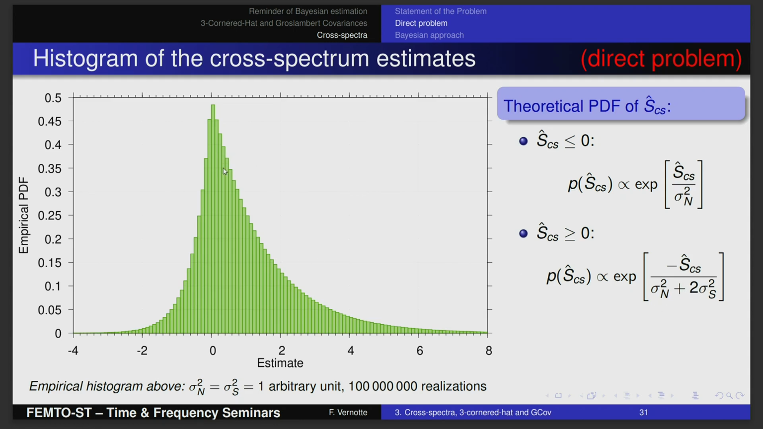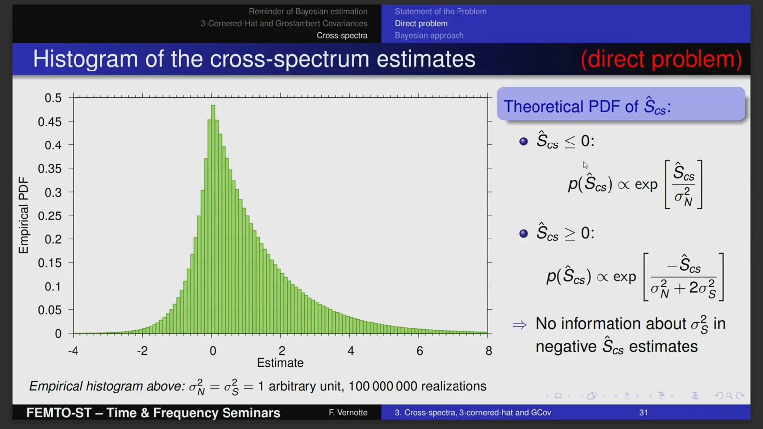It means that in this part, you have information about the variance of the signal. But in this part, when you get a negative estimate, you don't have any information about the signal level given by this function. It's not in this equation. So does it mean that you can throw the negative estimates into the garbage? No, it's not a good idea. What I mean is there is no information about sigma square s, the signal level, in a negative estimate. So it's a so-called variance gamma distribution. It's called the V-gamma method by Antoine.